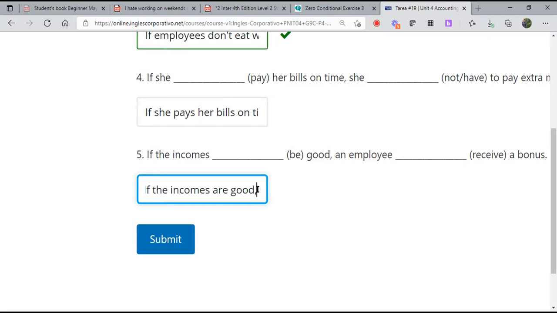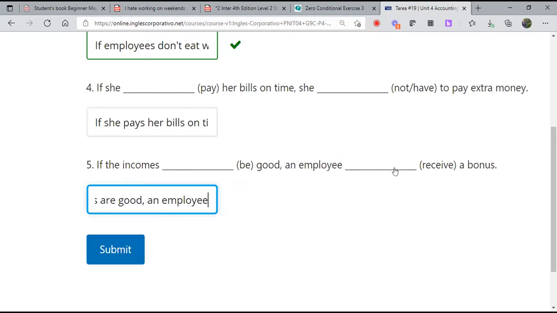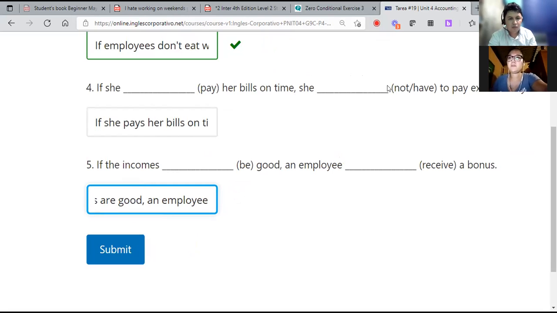El empleado, an employee, ¿qué pasa con el empleado? Employee receives, correct, con ese. Receives, se lleva el bono. Okay. Yes. Correct, receives the bonus.